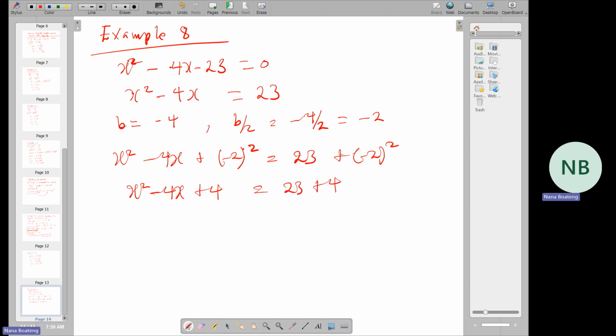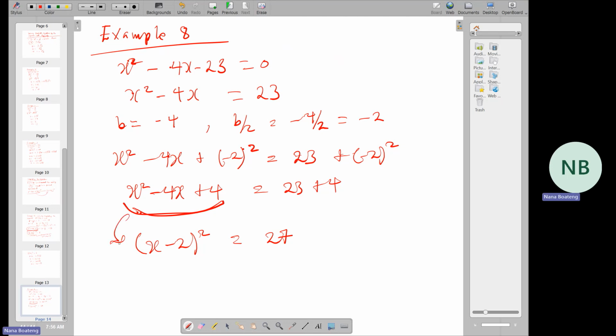All right, and we can write this as a perfect trinomial as x plus b divided by 2 all squared, and b divided by 2 is -2. So x minus 2 squared, and this is equal to 27. All right. So we can write this as a perfect trinomial this way. x minus 2 squared is equal to 27.